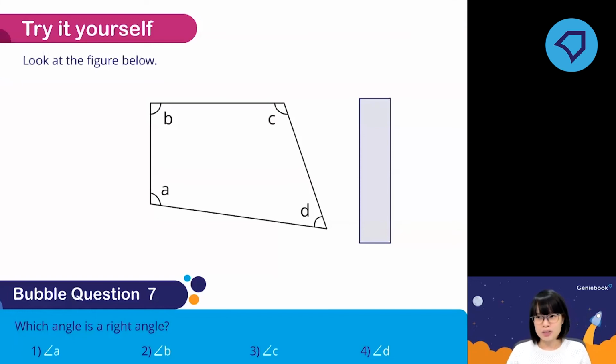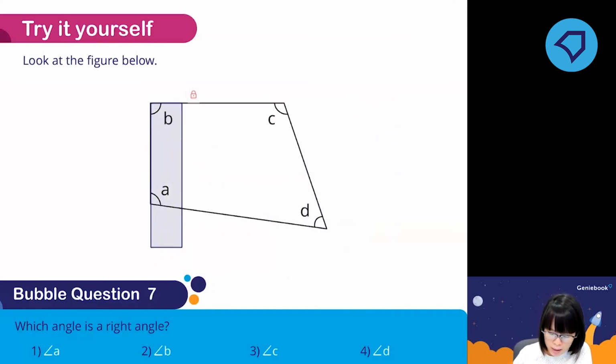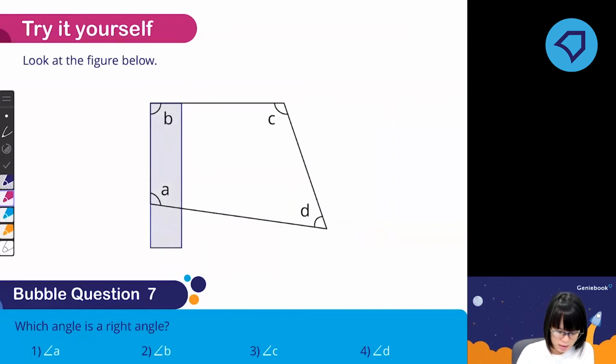All right, majority of you got the correct answer. Excellent job. Well done. So our right angle is actually angle B. If you put this along angle B, you notice that the lines fit perfectly. So the answer should be angle B.